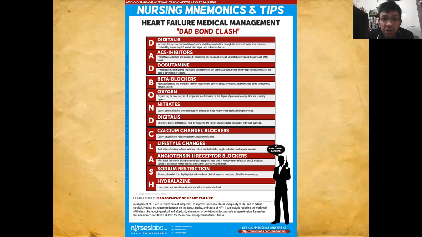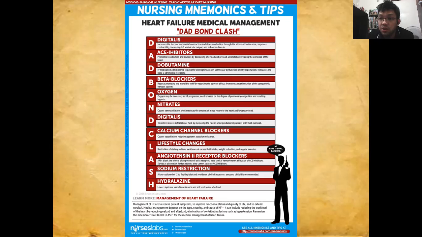Nitrates, nitroglycerin, which is a drug for angina pectoris. They are also given to patients because they can cause venous dilation, which reduces the amount of blood return to the heart and lowers preload. Again, digitalis can be given to remove excess extracellular fluid by increasing the rate of urine produced in patients with fluid overload.